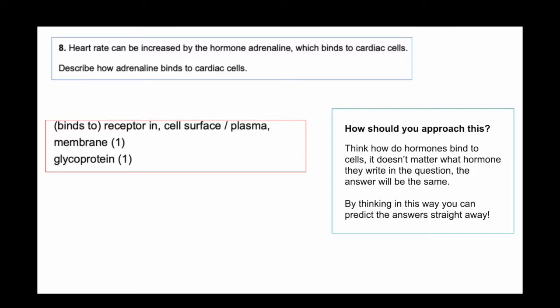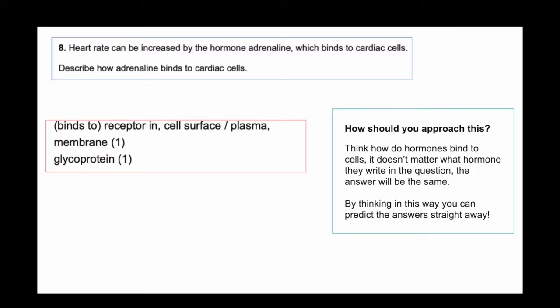Now, to go through a specific question: the one about adrenaline binding to cardiac cells. How should you approach this? Well, think, how do hormones bind to cells in the first place? It does not matter whatever hormone they decide to put in the question, because the answer will still be the same. By thinking this way, you can predict the answer.